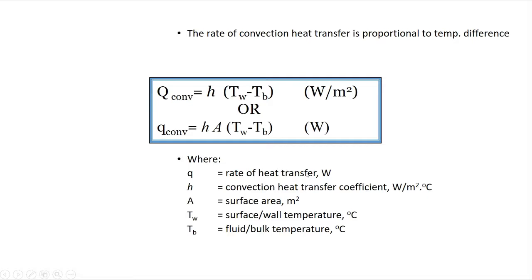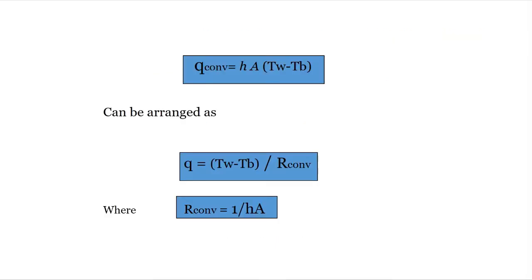Q is the rate of heat transfer, in watts. h is the convection heat transfer coefficient, in watt per meter squared degree Celsius. A is the surface area, in meter squared. Tw is the surface or wall temperature in degrees Celsius, and Tb is the fluid or bulk temperature in degrees Celsius. These are the formulas. From this you can arrange it as R convection equals 1 over hA.